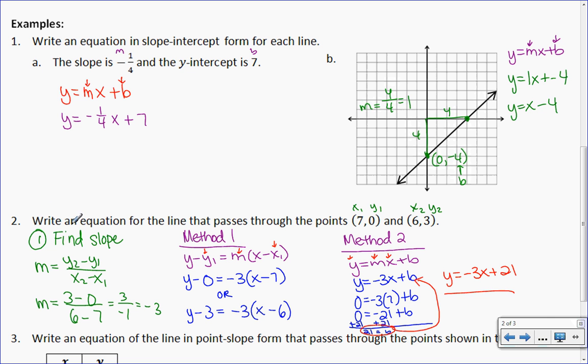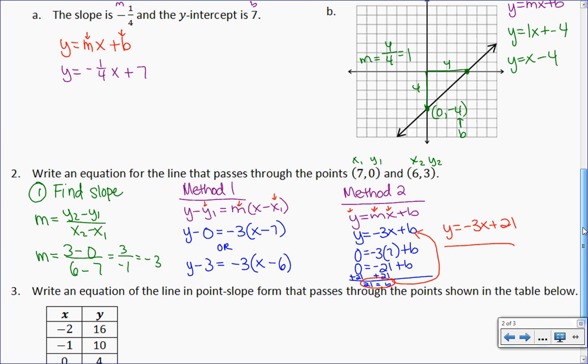It just says to write an equation. It doesn't say that it has to be in slope-intercept form or in point-slope form. So in that case, you can choose either version. If it says it needs to be in slope-intercept form, it needs to be in slope-intercept form. And if it says in point-slope form, it needs to be in point-slope form. But if it doesn't specify, you can use either one.